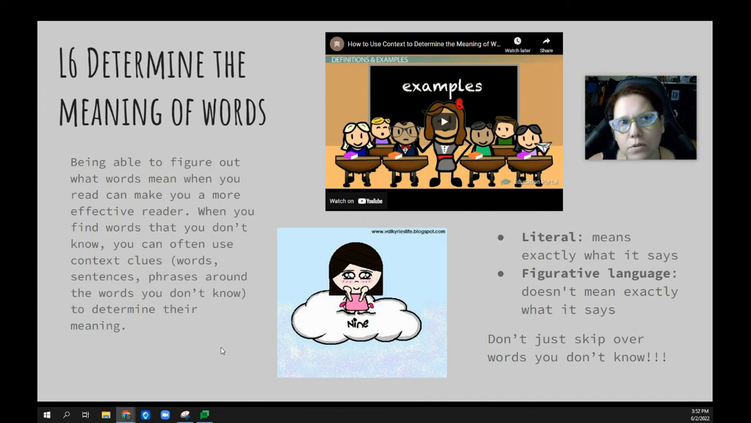So that's when you use words or sentences or phrases that are around that word to figure out what that word means. You would not ever just skip over the word that you don't know, right? I know when you're young, that's one of the strategies when you're reading, is that you skip over words that you don't know how to read. However, if you don't know the meaning of a word and you skip over that word, and you don't find out what the meaning is or guess at what the meaning is, then you are not going to understand what you read. Okay, and remember there's things like literal and figurative language, and we'll talk about that after we watch this quick video.